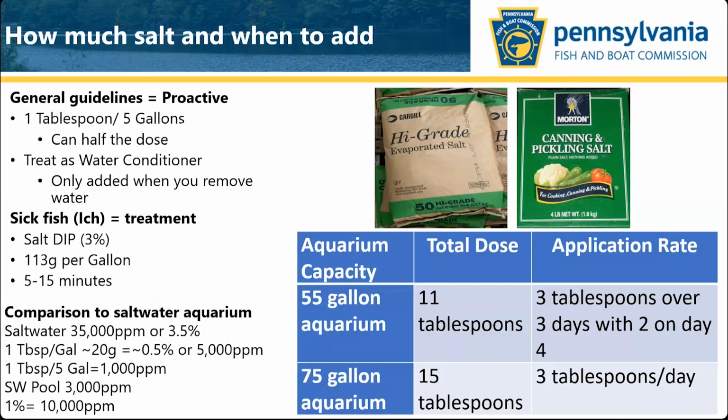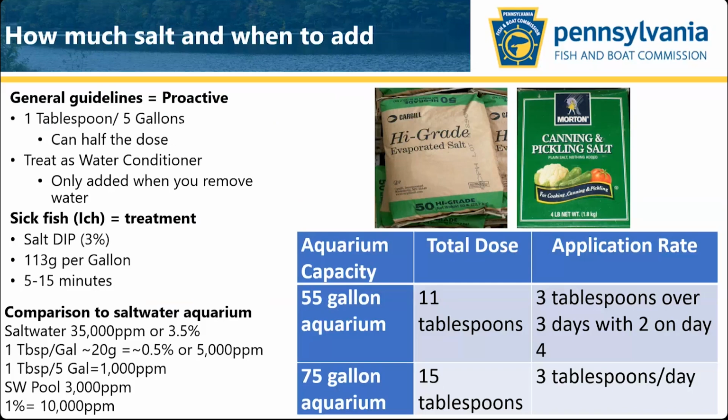On the bottom left, I have a comparison to what you're doing. If you're thinking, oh, we're turning our tank into a saltwater aquarium, that's not the case. If you do that salt treatment for ick at 3%, it's not quite fully saltwater yet. Obviously the fish aren't going to like it because they come from fresh water. But you're looking at 3.5% for standard saltwater. If we drop down to the proactive one, a tablespoon per gallon is about 20 grams or so, which is about 0.5% or 5,000 parts per million. So we're way less than what standard saltwater is. If you do a tablespoon, that's going to get you about that 0.5%. If you drop it down and do a little bit less than that, you're even at 1,000 parts per million.